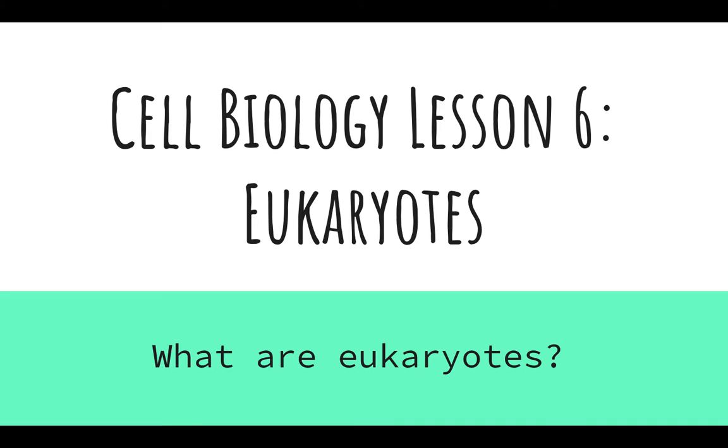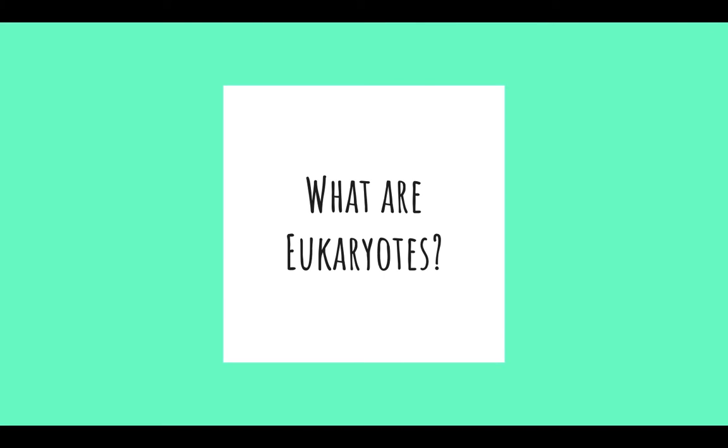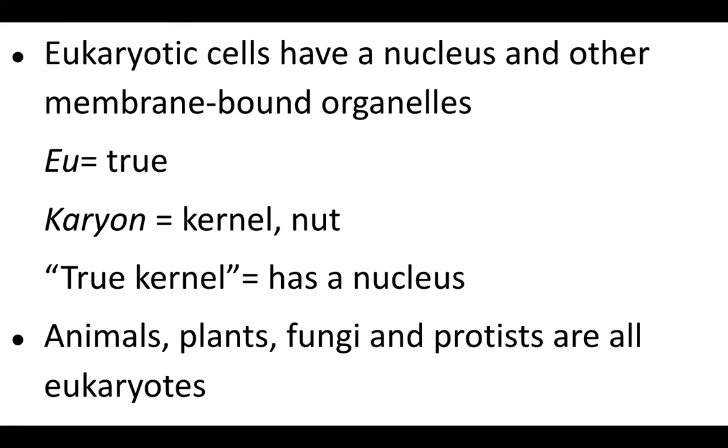Lesson 6 is about eukaryotes. So 5 was prokaryotes, 6 is eukaryotes. And the question is, what are eukaryotes? Eukaryotic cells have a nucleus and other membrane-bound organelles. Eu means true, and karyon again is the kernel or the nut. So this is the true kernel, meaning it's the true nucleus. So prokaryote is before the nucleus. This means it has a true nucleus. Animals, plants, fungi, and protists are all eukaryotes.